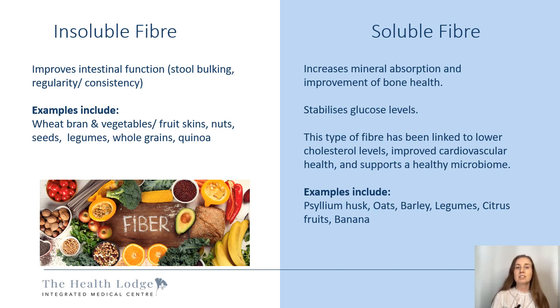Soluble fibre increases mineral absorption and will improve bone health. It will stabilize your blood glucose levels because the fibre actually slows the absorption of carbohydrates. And this type of fibre is linked to lower cholesterol levels and improved cardiovascular health. And overall, it will support a healthy microbiome, being a food for your microbes. So examples of this include things like psyllium husk, oats, legumes, citrus fruits, and bananas.